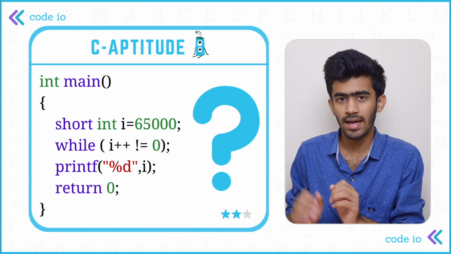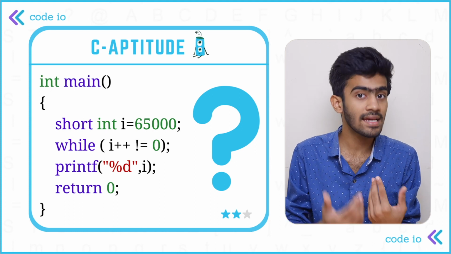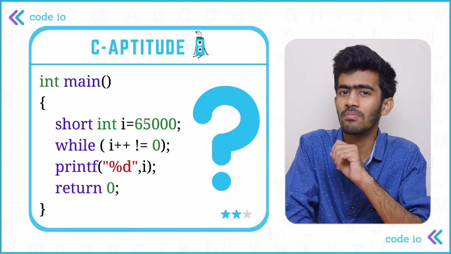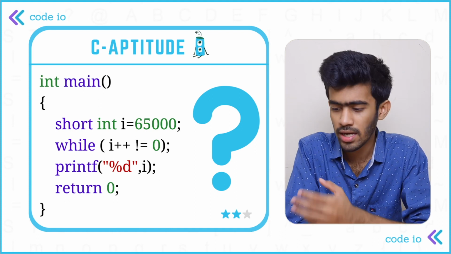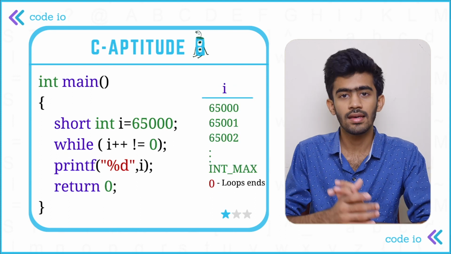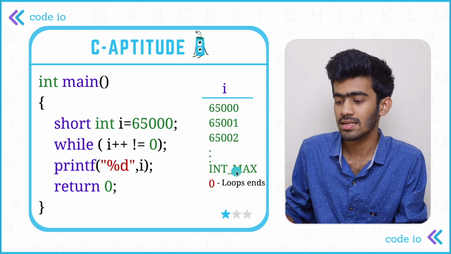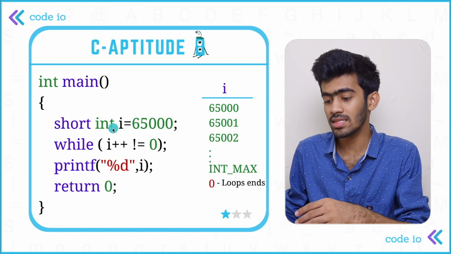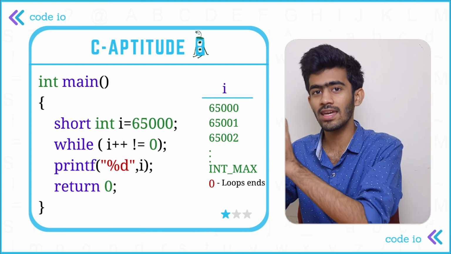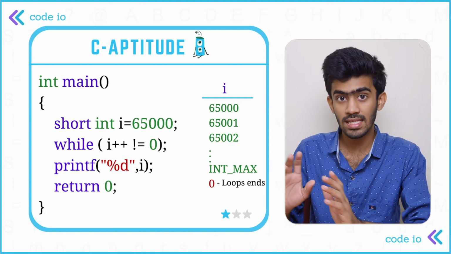The first value of I is 65,000, and since it's a short, it will keep getting incremented till it reaches the maximum value of short. What would happen at that point? Even then, it is not equal to 0, hence the value of I would be incremented. It would keep on incrementing till it reaches the maximum value, and if we increment further, it will wrap around to the first value, that is 0. So this is what would happen.